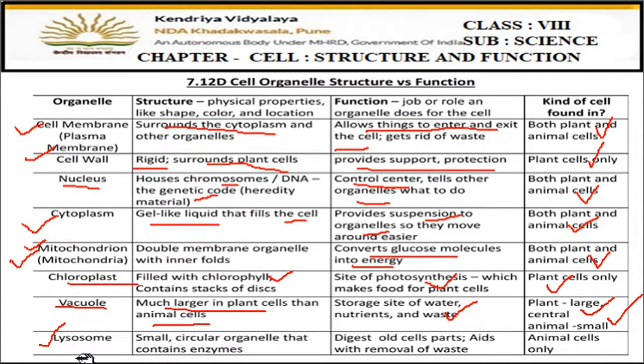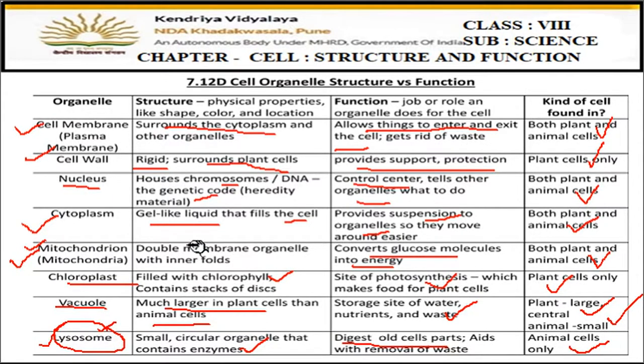Then lysosomes. Lysosomes are small circular organelles that contain some enzymes. Lysosomes are also called the suicidal bags. Why are they called suicidal bags? Because if some cell gets ruptured, if some cell dies inside the body, then who will destroy it? Lysosomes destroy it. Lysosomes have some enzymes, and those enzymes digest the old cell parts. That means they help in the removal of waste, and these lysosomes are present in animal cells only. In plant cells lysosomes are absent.